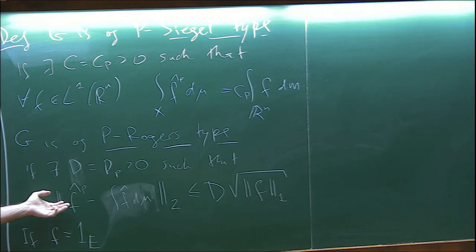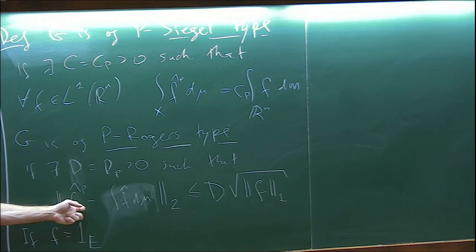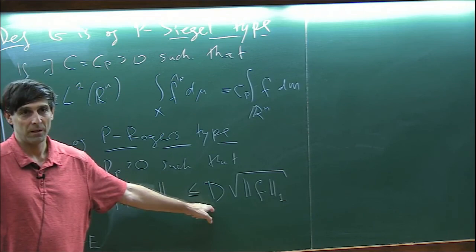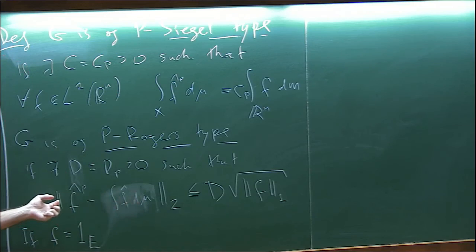What is wrong is very easy to see because this doesn't scale correctly. You can notice that if you multiply f by a million, of course this will multiply by a million, but this will only multiply by 1,000. So whenever you have this, if you find a much bigger function, it will fail. So you shouldn't really hope to prove this for any rescaling, any constant multiples of a function. And that's something I wanted to understand.